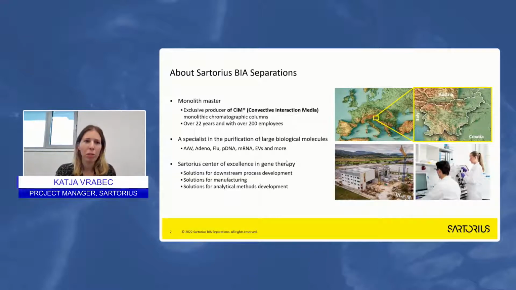We use monoliths. BIA Separations, now part of Sartorius Group, is the exclusive producer of CIM monolithic columns. CIM means Convective Interaction Media. We have over 22 years of experience and over 200 employees. We are specialists in the purification of large biological molecules such as AAV, adeno, influenza, pDNA, mRNA, extracellular vesicles, and more. And we are based in Ajdovščina, Slovenia.